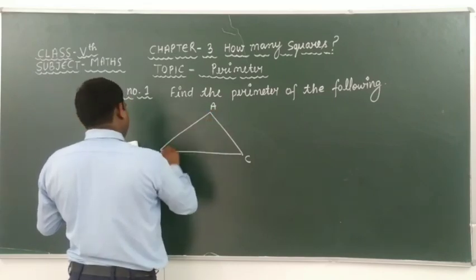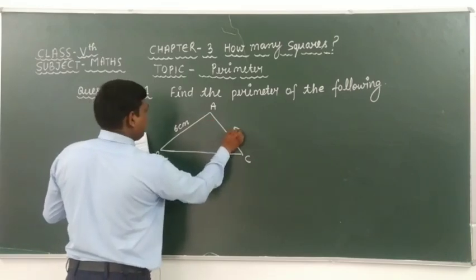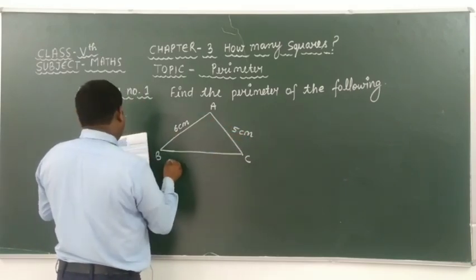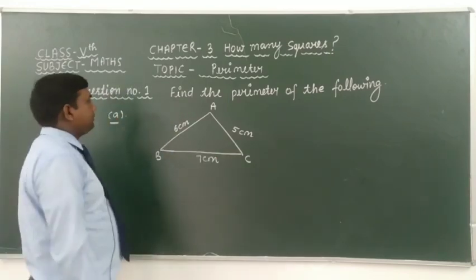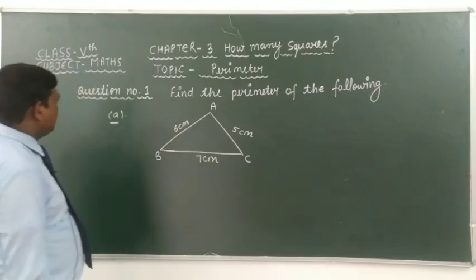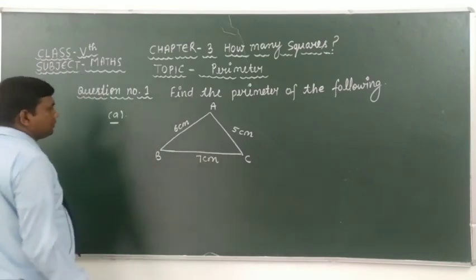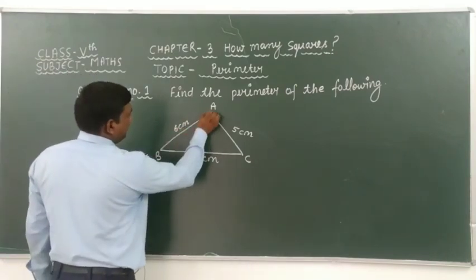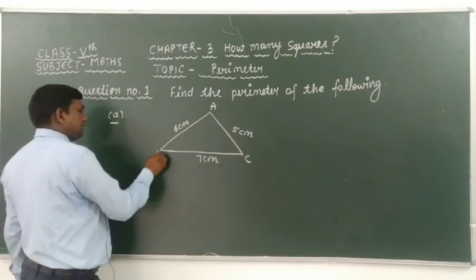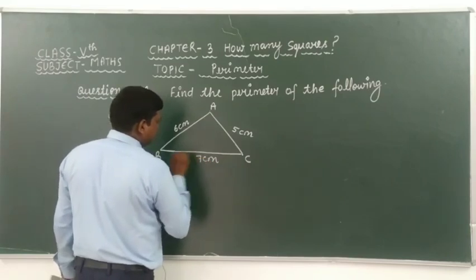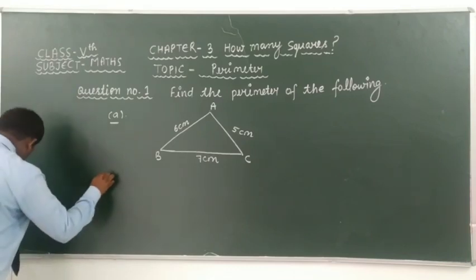The line segment AB is 6 centimeter and the line segment AC is 5 centimeter and the length of BC is 7 centimeter. It means that the length of AB is 6 centimeter, the length of line segment AC is 5 centimeter and the length of line segment BC is 7 centimeter. Okay.